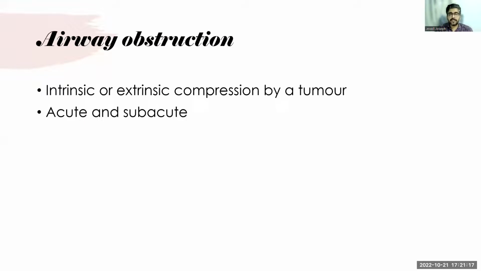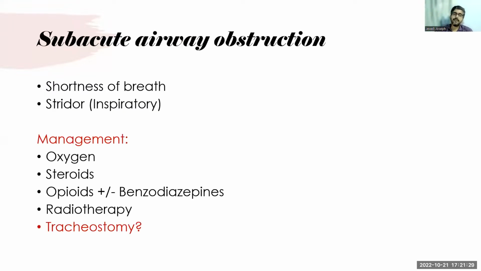So coming to the respiratory system, the most obvious thing would be airway obstruction. It can be due to an intrinsic or extrinsic compression by a tumor. It can be either acute or subacute. Subacute airway obstruction will have a gradual course. We can usually identify them with shortness of breath, and there may be stridor also. Stridor is typically an inspiratory finding. So management is again oxygen, steroids.